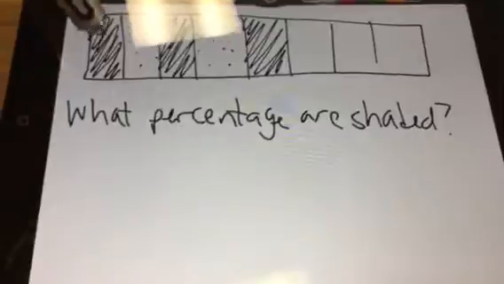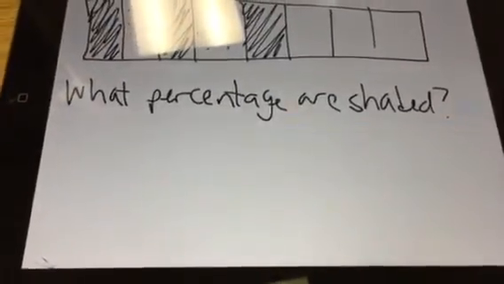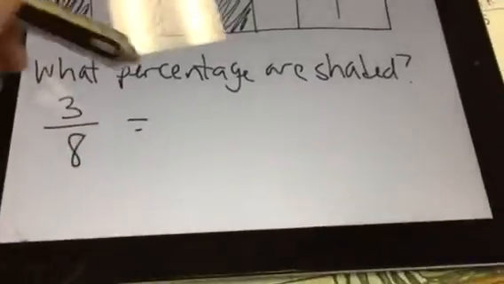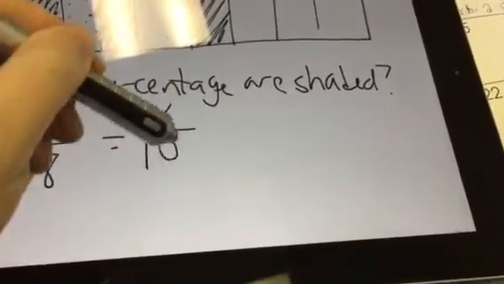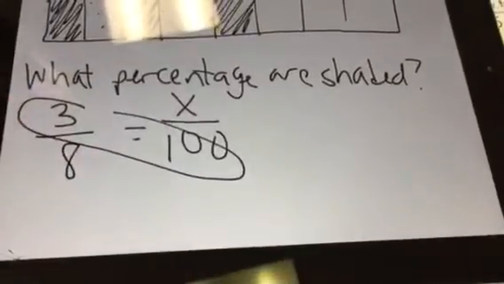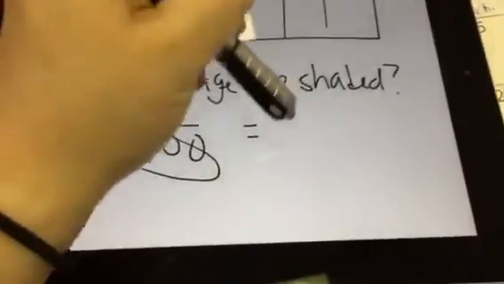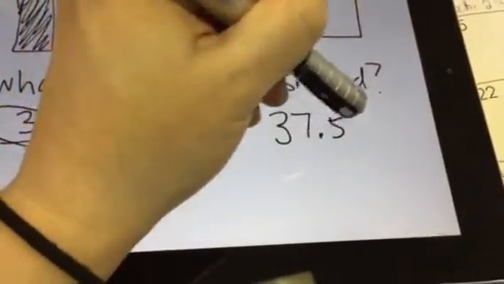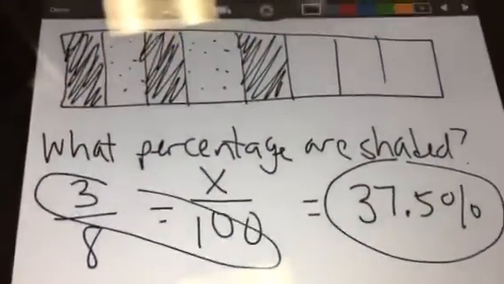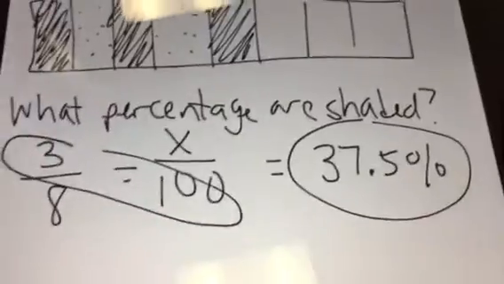And if you count, there are 1, 2, 3 shaded blocks out of 8. So I would set it up as 3 over 8 equals x over 100. And you're going to cross multiply 3 times 100 divided by 8. And in the calculator, unless it says to round, keep it just like this. I will tell you on the quiz what to round to. 37.5% are shaded.